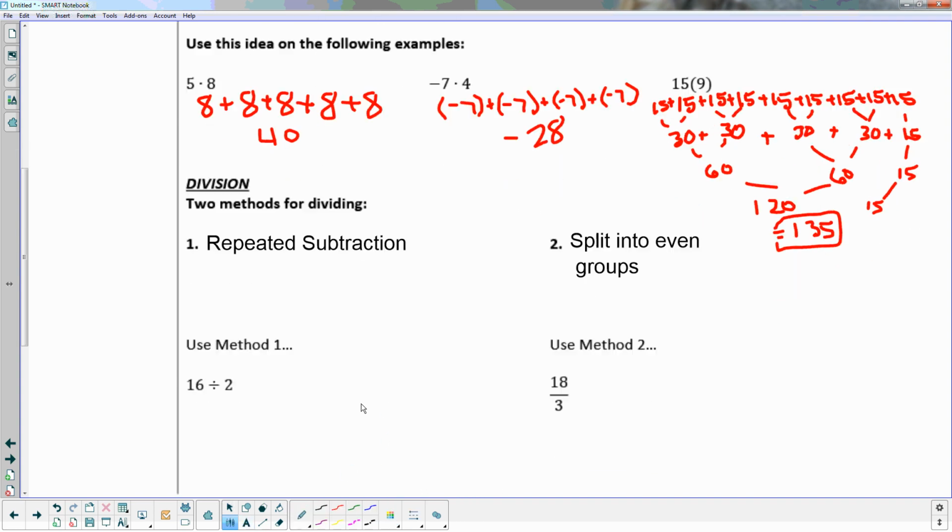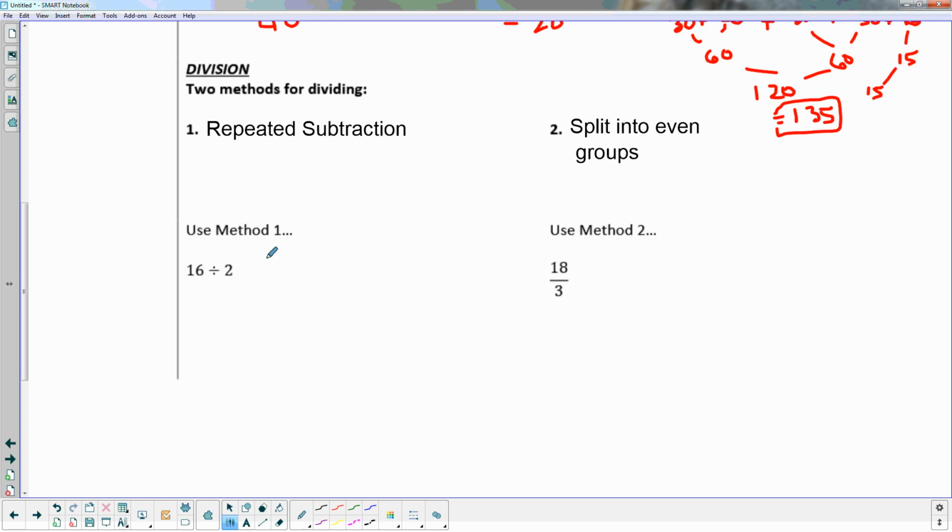So for repeated subtraction, this might take a little bit of work, because I'm going to be subtracting 2 off of 16 a bunch of times. In fact, I'm going to subtract until I get to 0. This works when I know that they're divisible by each other, so I know that I'm going to get an integer answer. If I end up getting a decimal answer, that's going to look a little bit different. But all I'm going to do is subtract 2 multiple times.